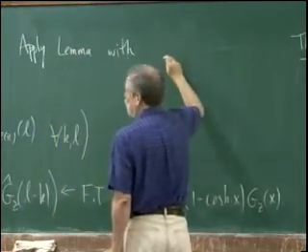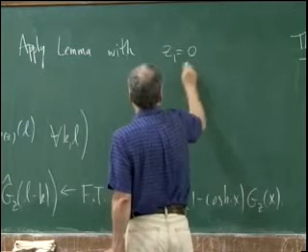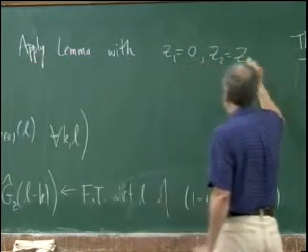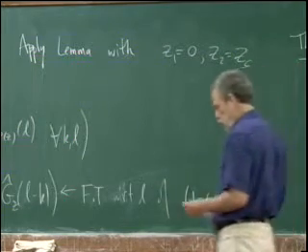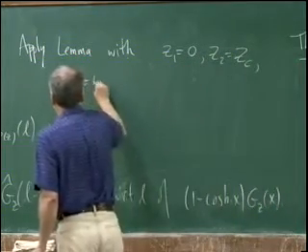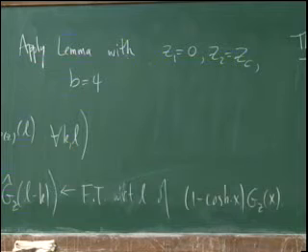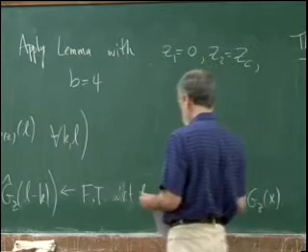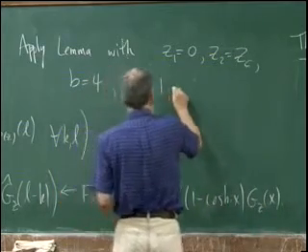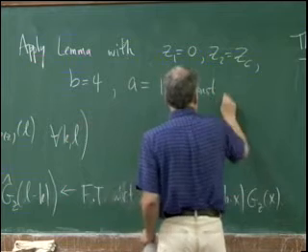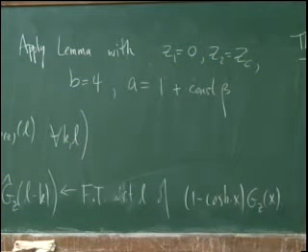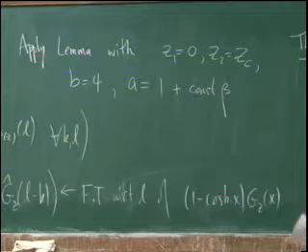So first of all, z1 will be 0, z2 will be zc, b will be 4. 4 is a completely arbitrarily chosen number greater than 1. If you want b to be 3 or 2, that would also be okay, or b equals 100 would be fine. And a is going to be 1 plus a constant times beta. The value of the constant will be determined later, but think of the constant as being equal to 100 or something like that. So that's the easy part.